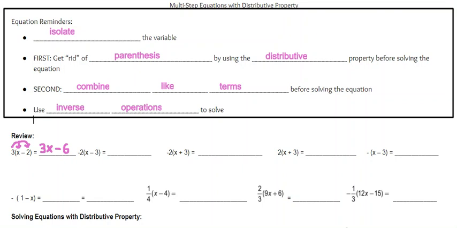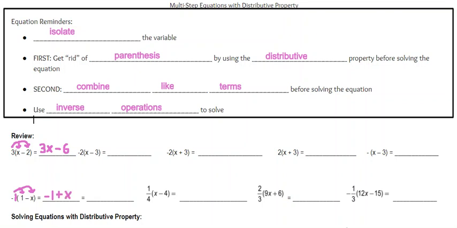All right, let's look at the one below it. I have a negative there, and when there's no number, there's really a 1 there. They just don't write that. So really, it's negative 1. So I'm going to take that negative 1 and times it to everything on the inside. Negative 1 times 1 is negative 1. Negative 1 times negative x is a positive x.